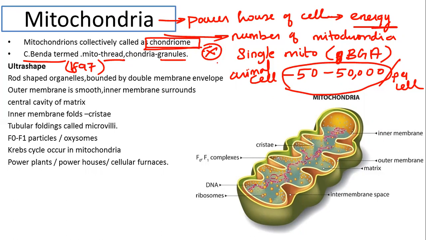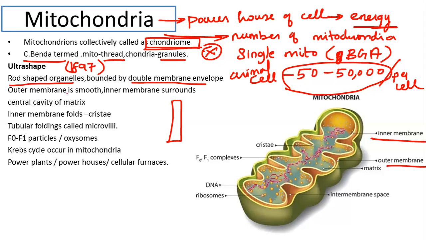Then when we talk about ultrastructure, the structure of mitochondria, mitochondria are rod-shaped. Rod means vertically shaped. And they are bounded with a double membrane. So they have two membranes, one inner membrane and another outer membrane.